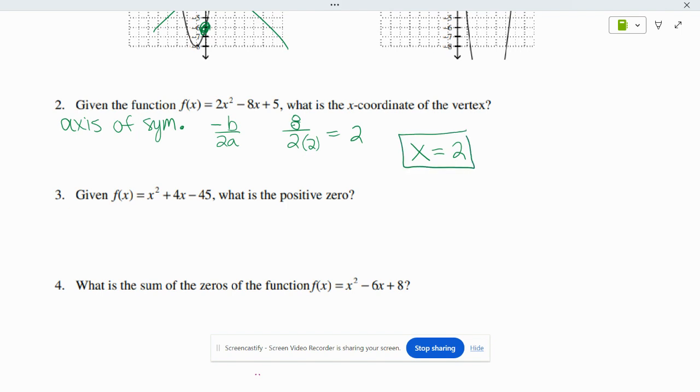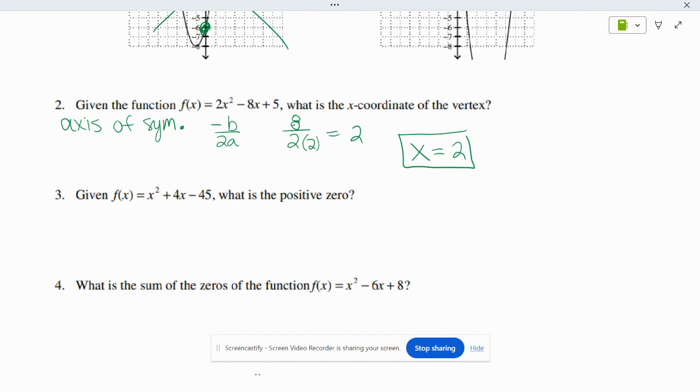I want you to remember that if you don't write x equals 2 for your axis of symmetry, you get it wrong, right? Because remember, that is an equation of a vertical line. It's an equation of a vertical line.